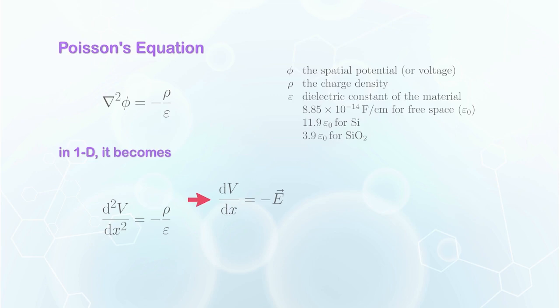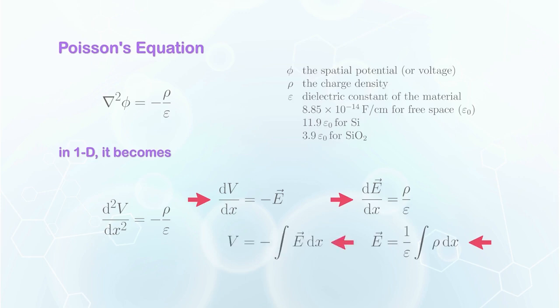So, in simple words, Poisson's equation tells us that differentiating a voltage gives a negative electric field. And differentiating the electric field, you get charge density divided by the permittivity of the material. Or working in the reverse way, if you integrate the charge density, you get electric field times the permittivity. And if you integrate it again, you get the negative potential.